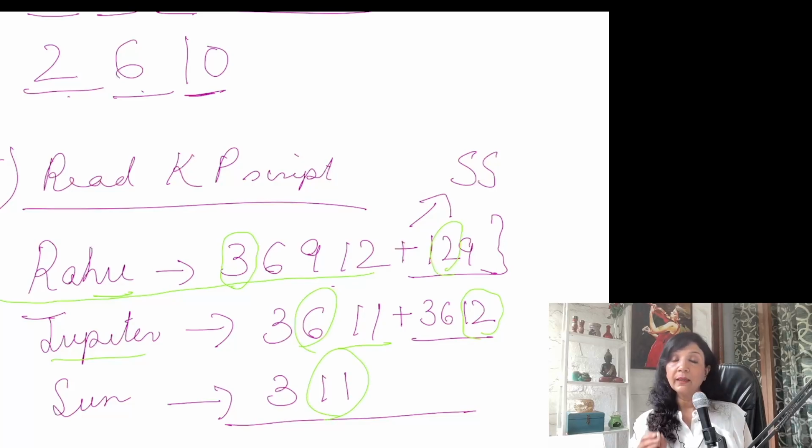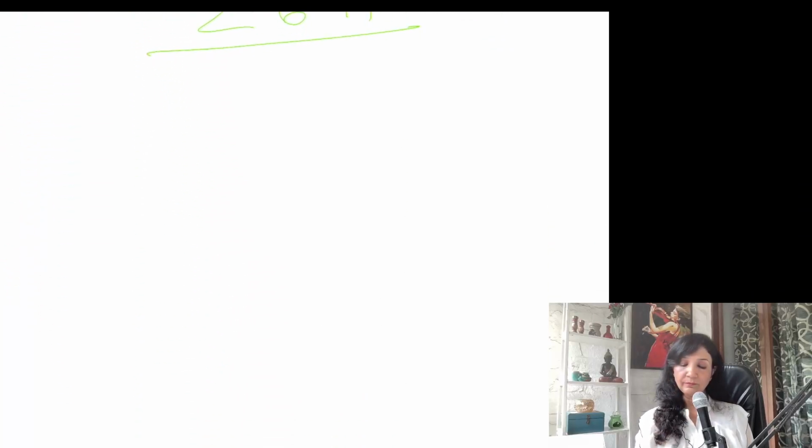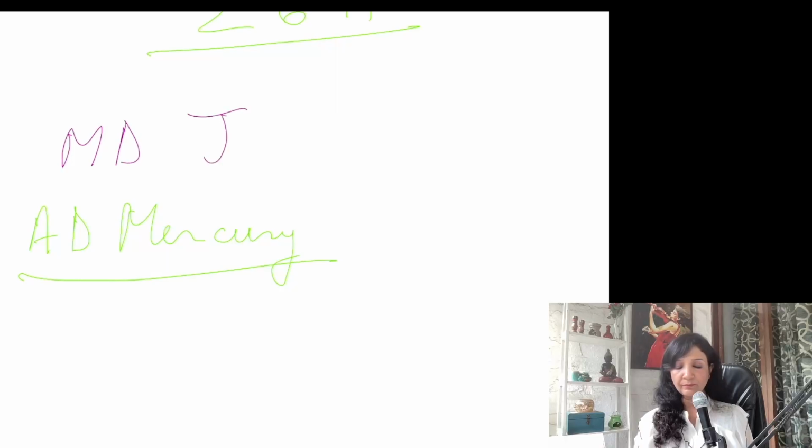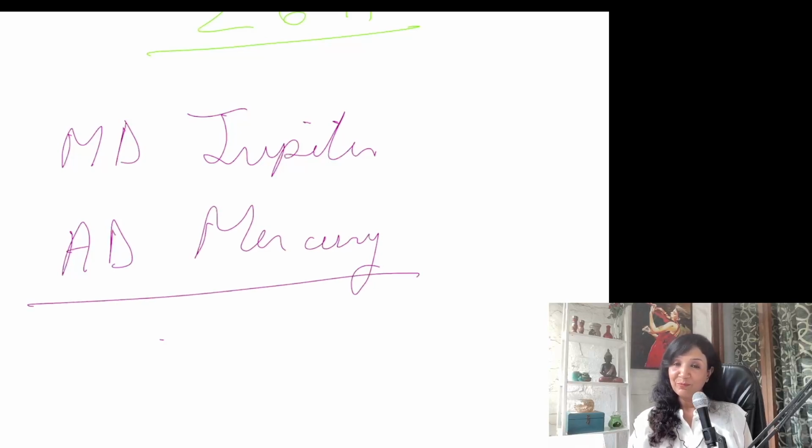Now if you read the Antardasha script, Antardasha is Mercury, because mainly Antardasha gives results. Mahadasha is Jupiter. Antardasha is Mercury. Now this is very important.